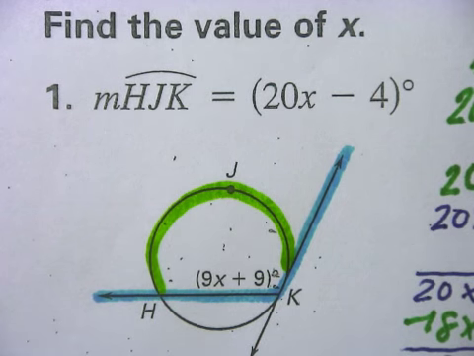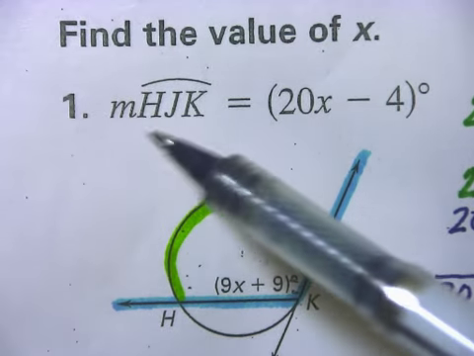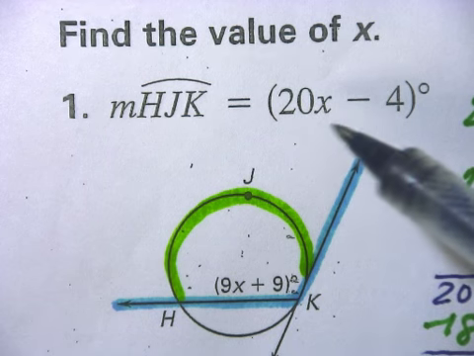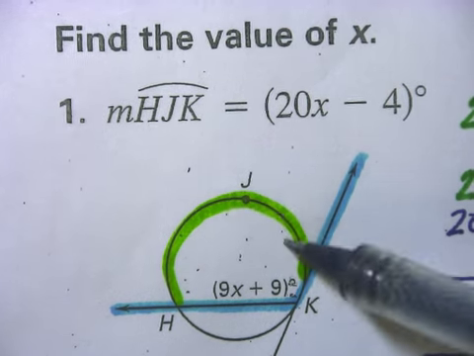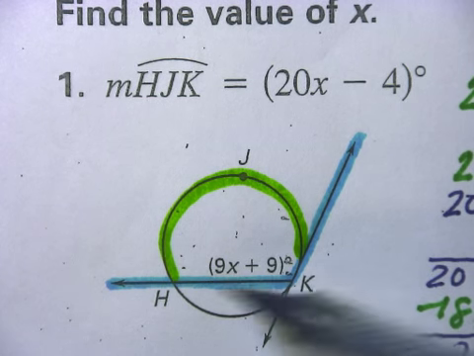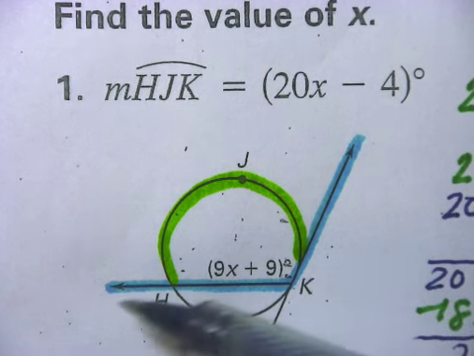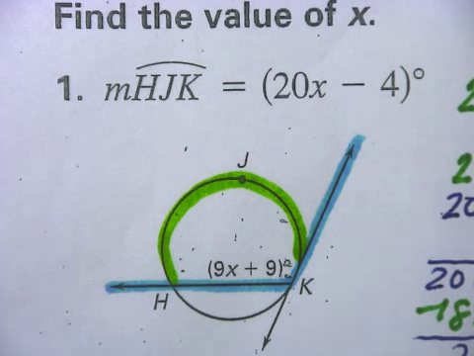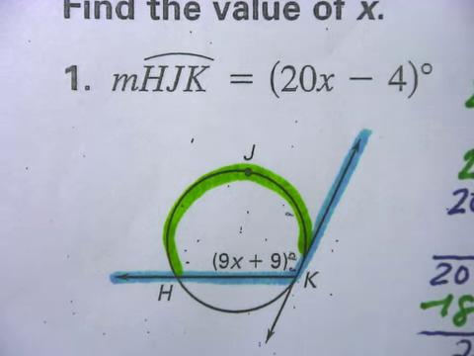Okay, class. So we're on the do now, and we have two questions to look at. Our first question tells us that the value of arc HJK is 20x minus 4. And here it is in green. And I also have an inscribed angle here, which is 9x plus 9. And I'm denoting that by the blue angle here. And they want us to find the value of x.